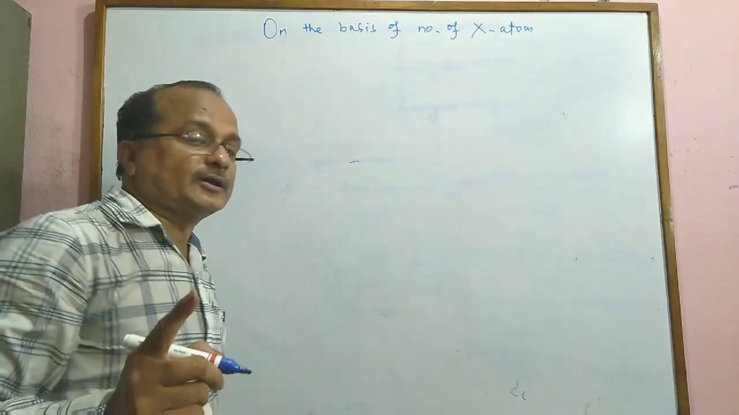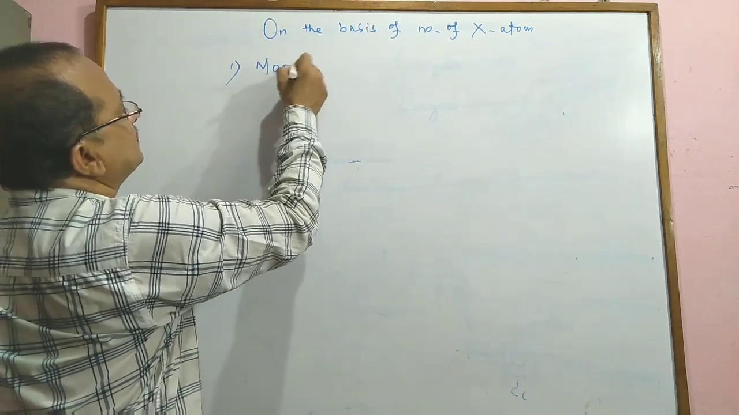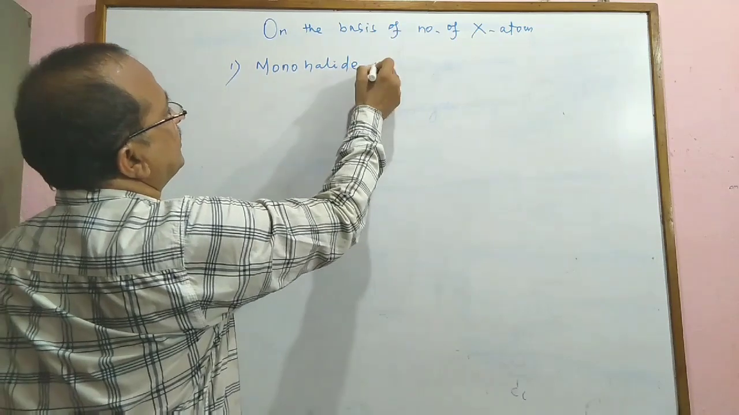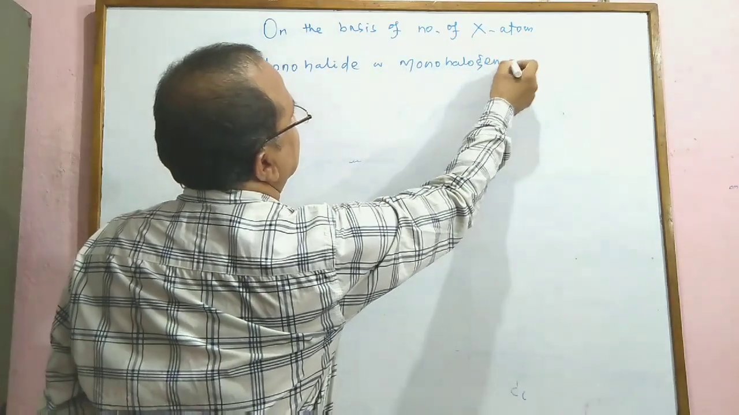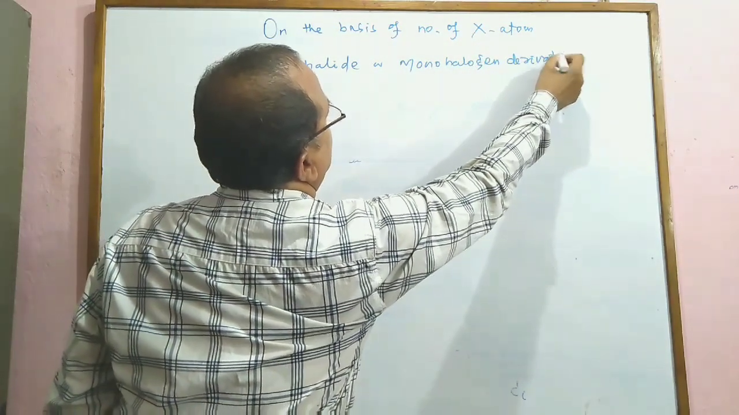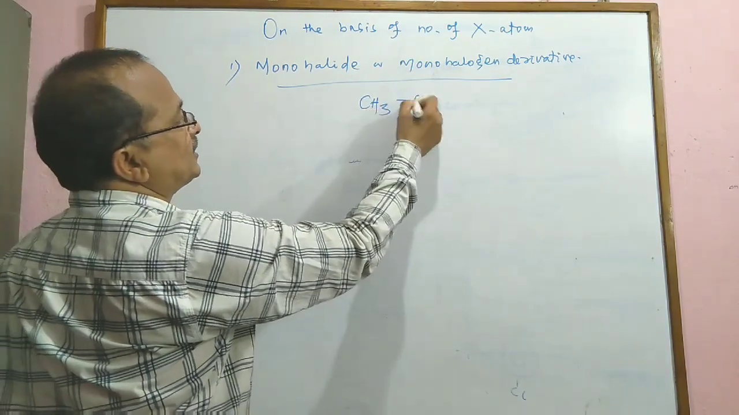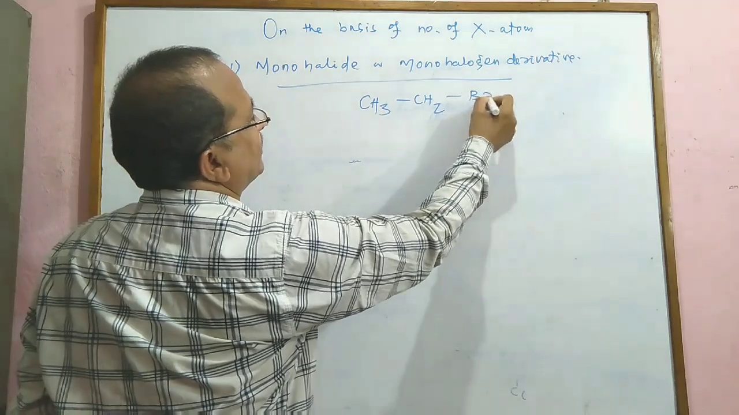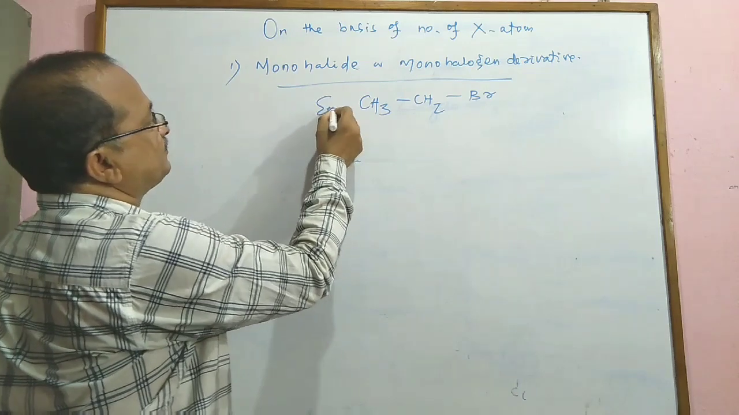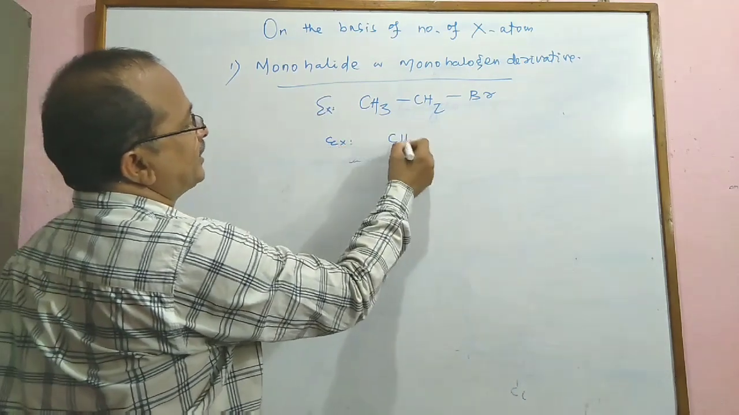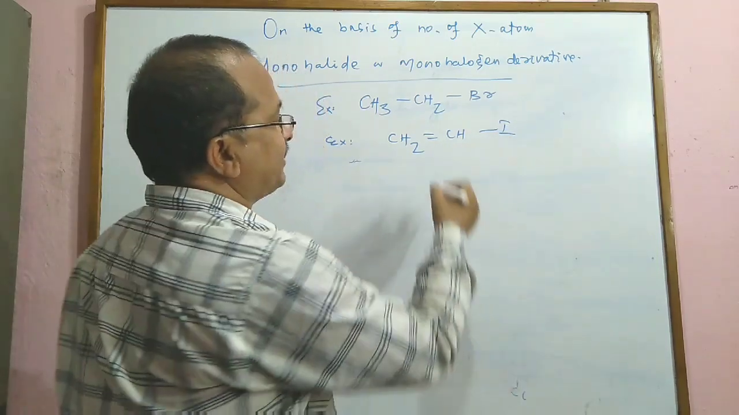If one halogen atom is present, then it is called a monohalide, or monohalogen derivative. One example you see is CH3CH2Cl or Br, that is bromoethane. Another example is CH2=CHI, iodoethene or vinyl iodide.